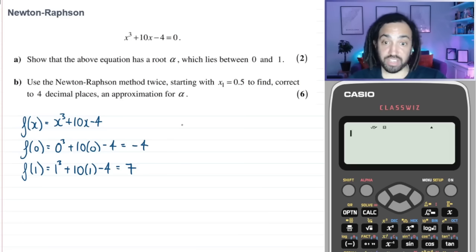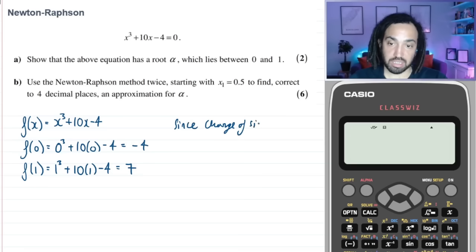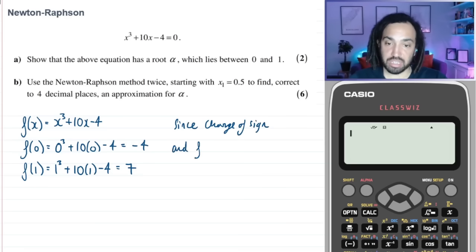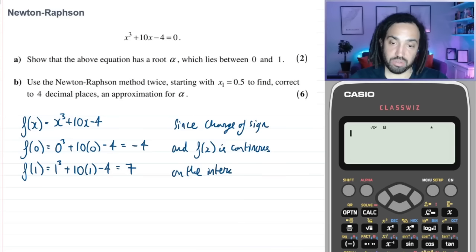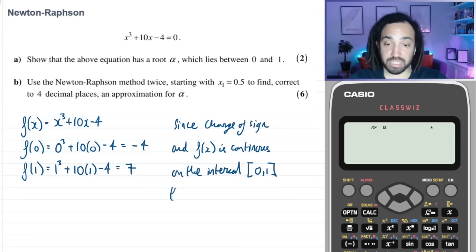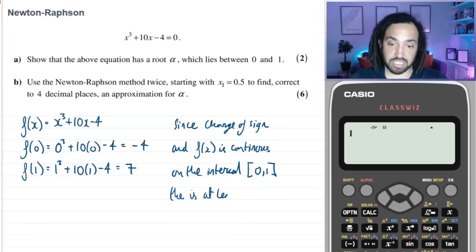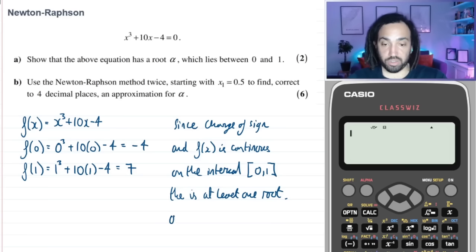Okay, and then we have to say the famous and important words, and that is that since there is a change of sign, and f of x is continuous on the interval 0, 1, that means that there is at least one root on the interval. Perfect.